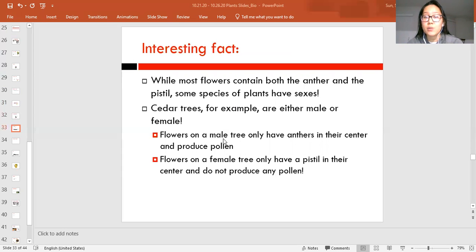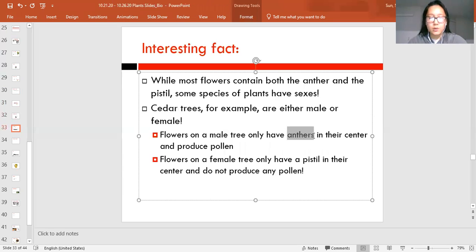So the flowers on the male trees only have anthers. So they have that filament, and then, they only have, I should actually get this correct, they only have stamen in their center, right? And they produce pollen. So they have a bunch of filaments, and on top of those are the little packets of pollen called anthers, but there's no pistil in the center, right? So their only job is to produce pollen. They can't actually become fruits.